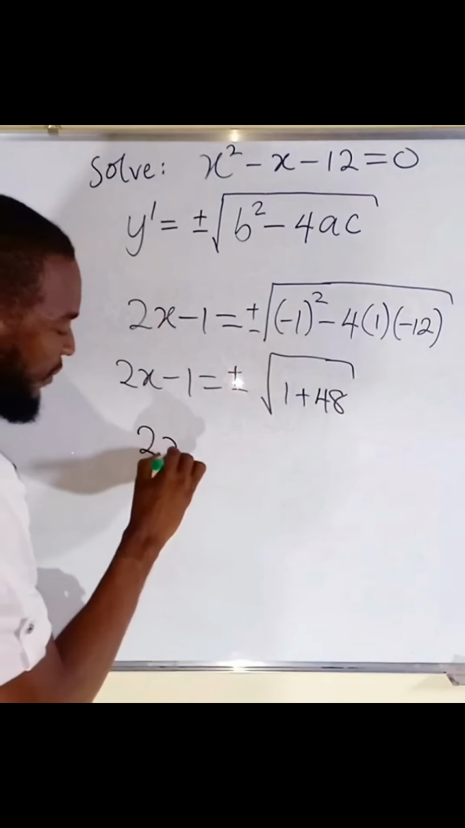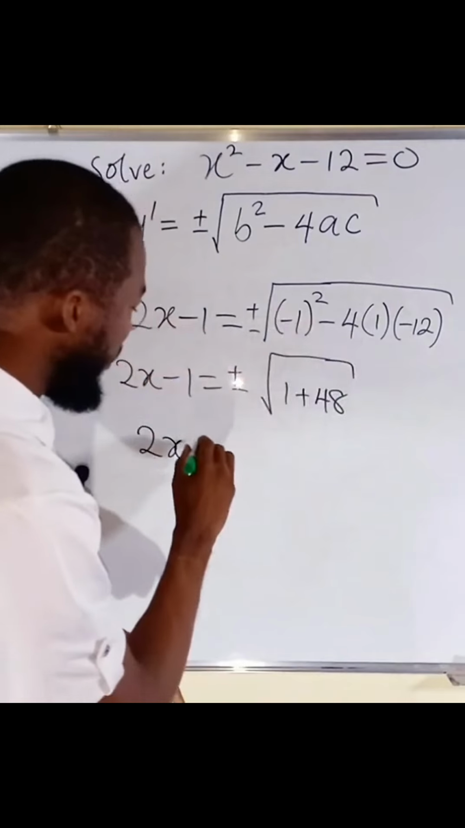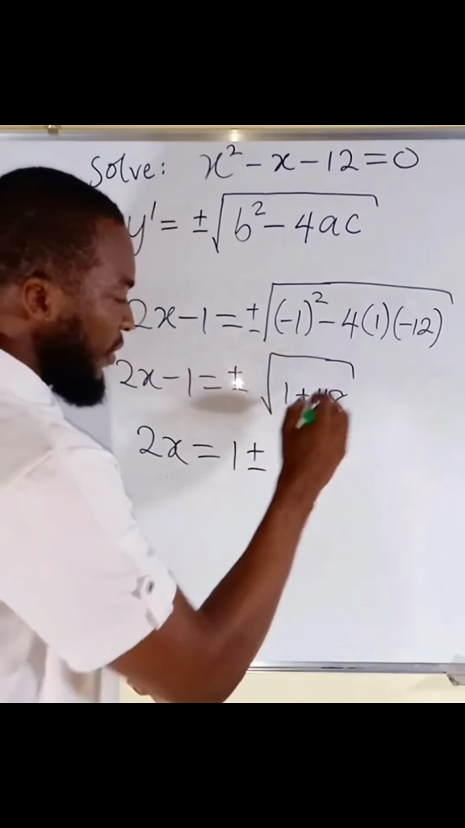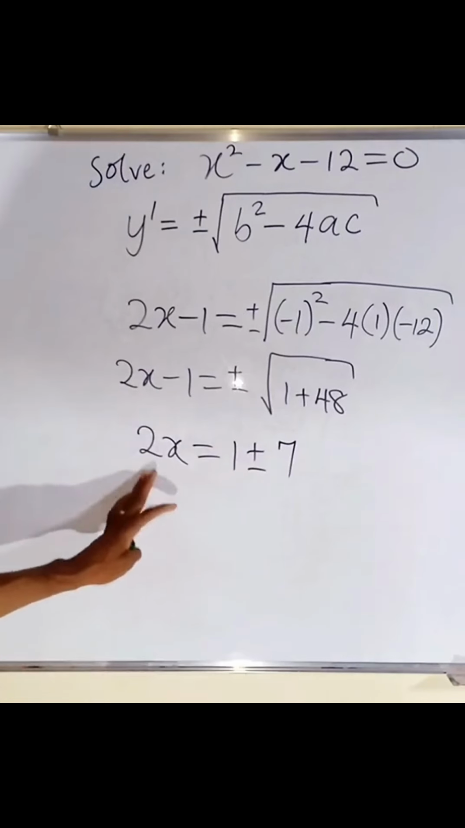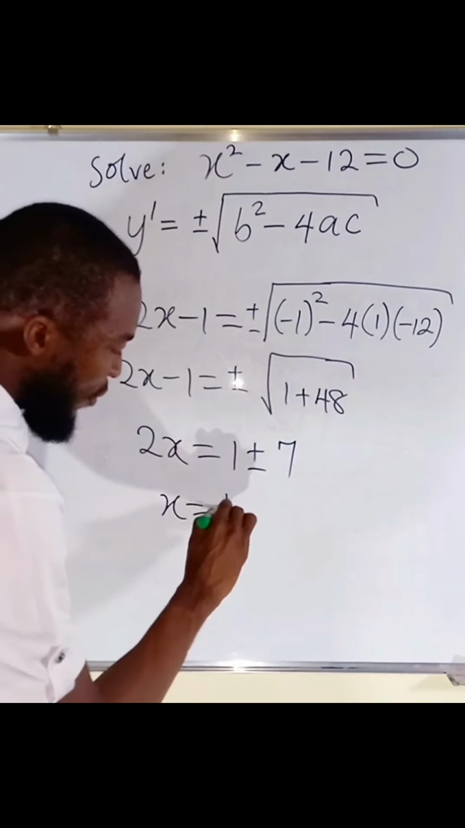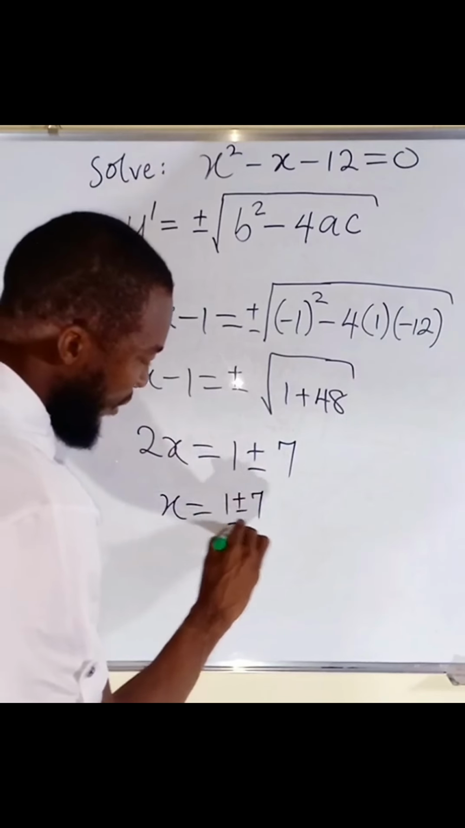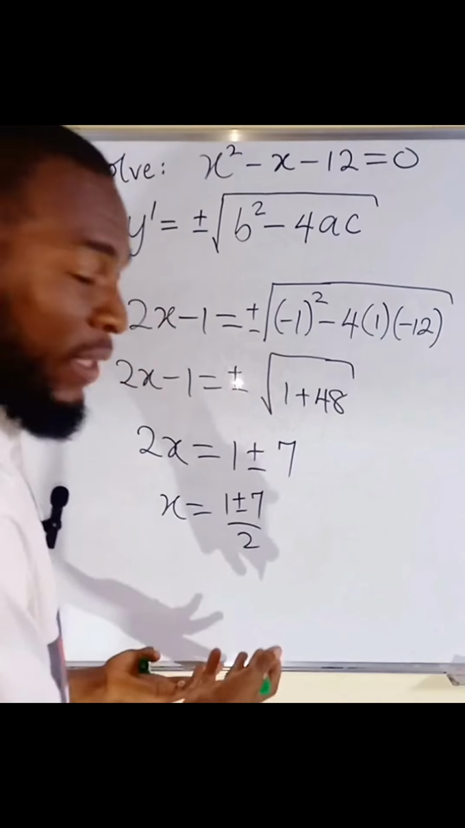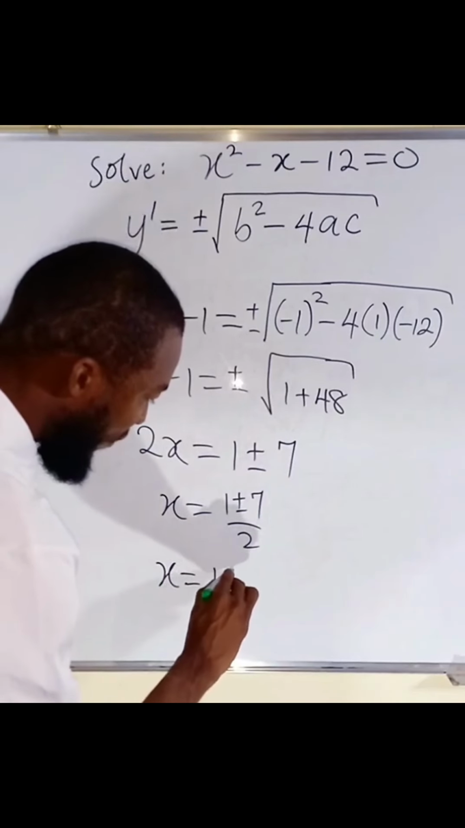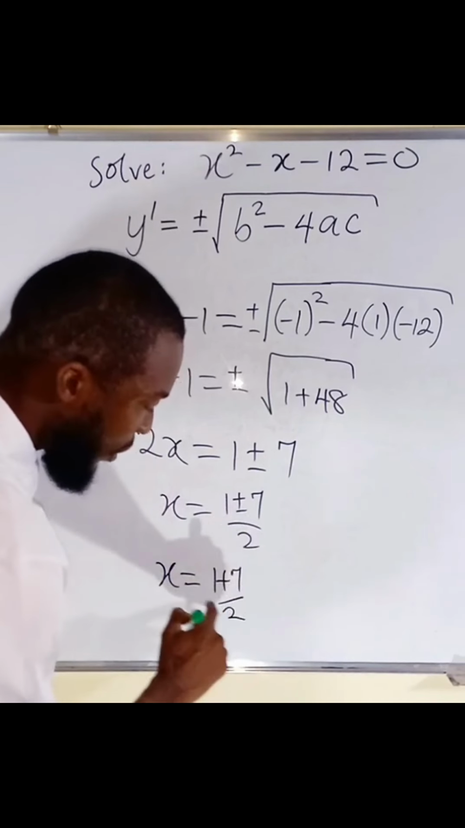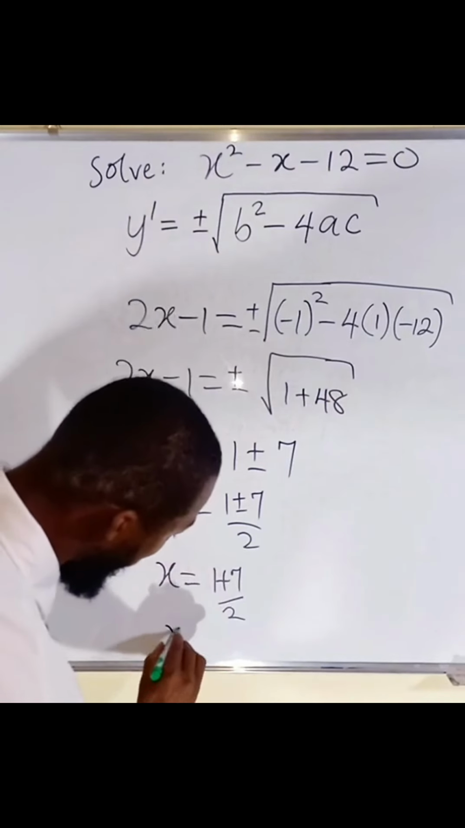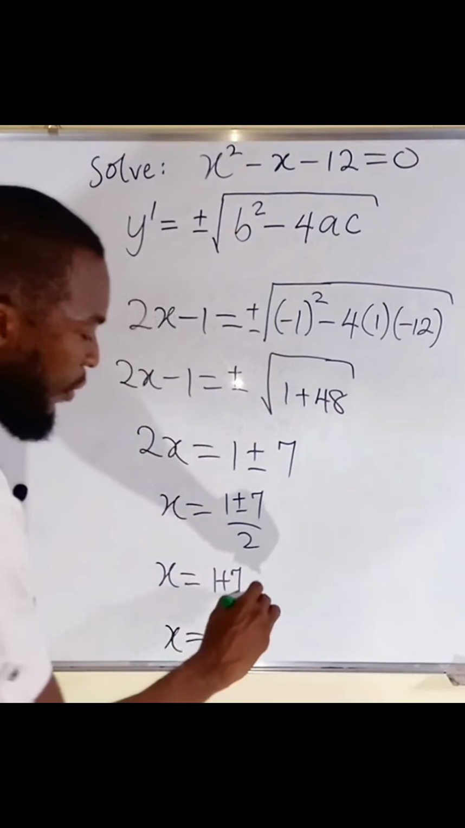We have 2x. Let me take this -1 to the right hand side. It is going to become +1, then plus or minus, this is already 7. So from here, we can divide both sides by 2. Finally, x is equal to 1 plus or minus 7 divided by 2. You can split this, right? So x could either be equal to 1 plus 7 divided by 2. 1 plus 7 is 8 divided by 2 is 4, right? So x here is equal to 4.